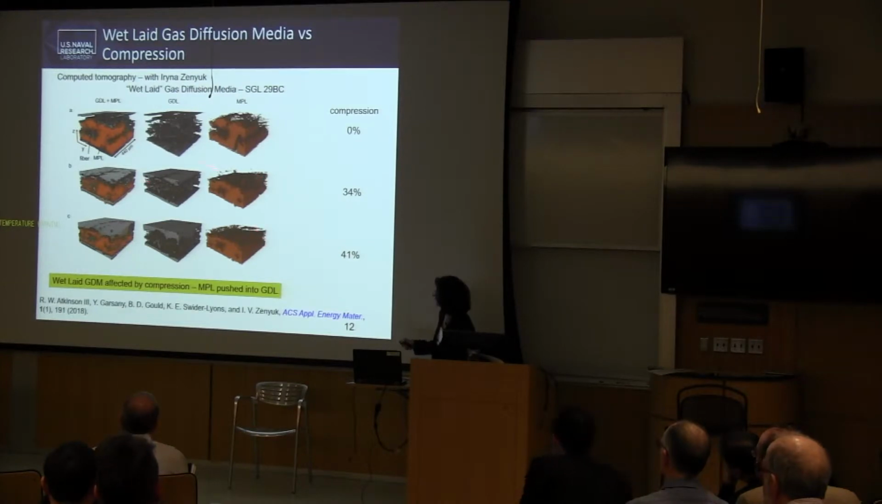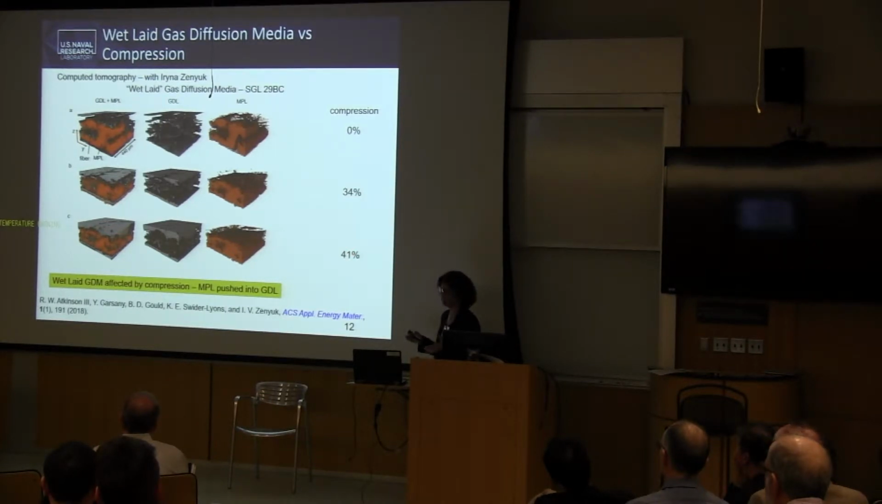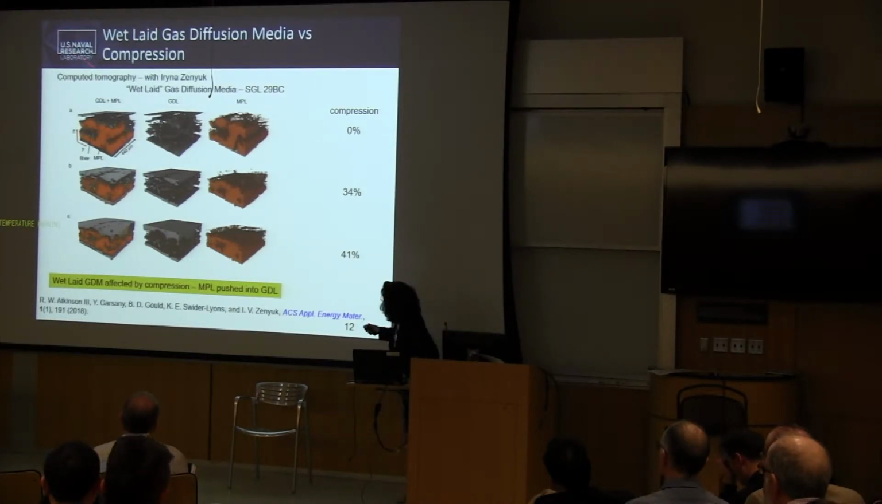So we looked at her gas diffusion media, and here's the compression: 0, 34, 41. This is not what we were doing in the lab, but the data was already 6 months old, so we were like, we'll match the fuel cell data to it. It's easier to measure fuel cell data than go back to the synchrotron. So this is the SGL, and this is called wet-laid gas diffusion media, SGL 29BC.